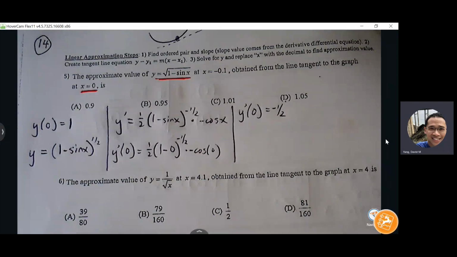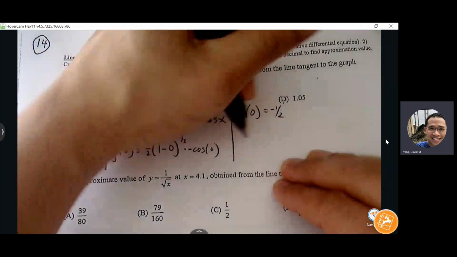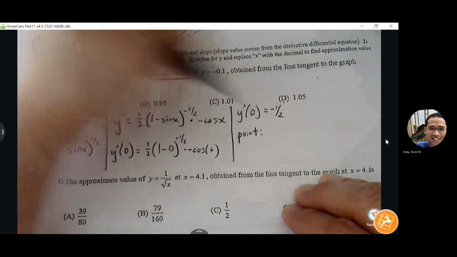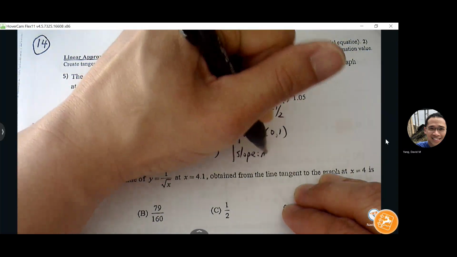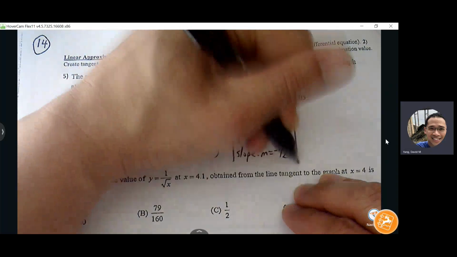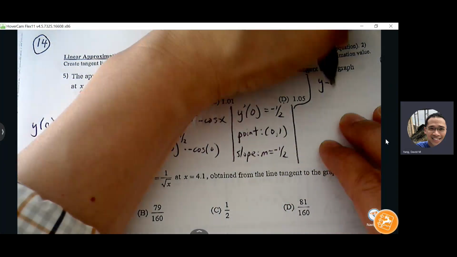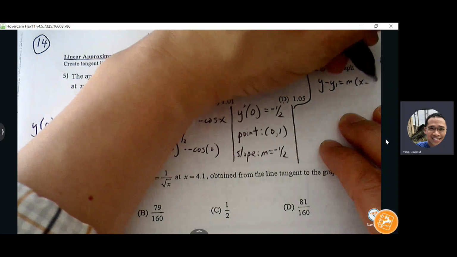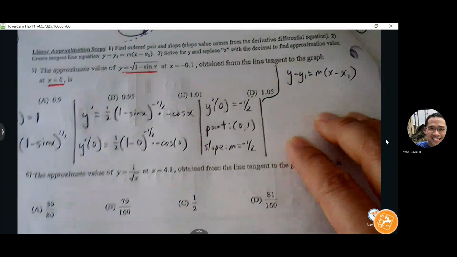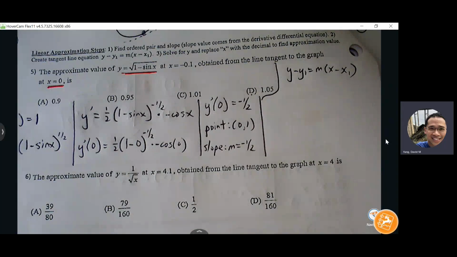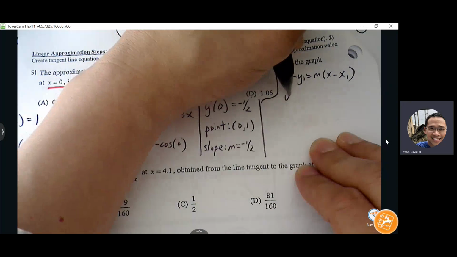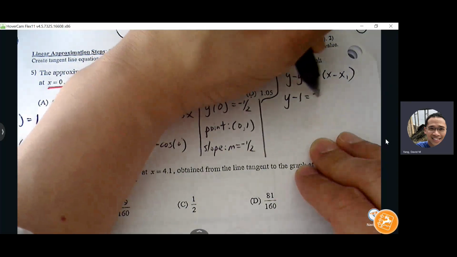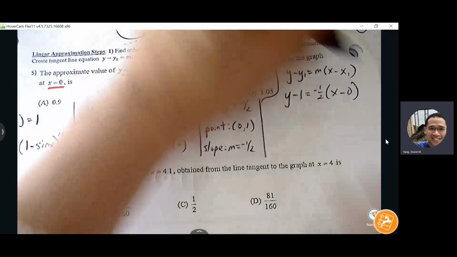Okay, so we have the information that we need to build our tangent line equation. We have our ordered pair. We have our slope. Now we can do our tangent equation. So y minus y1 equals m times x minus x1. So the hard part is building that tangent equation, because the linear approximation is not much more than that. So y minus 1 is equal to negative 1/2 times x minus 0.